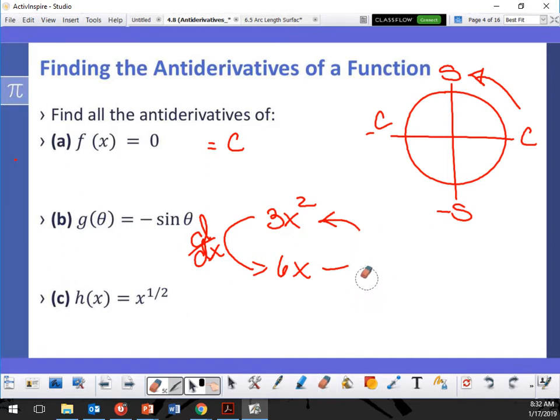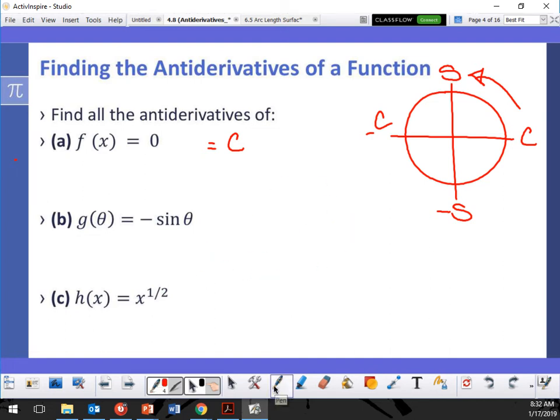Okay. So let's go back and actually do this next one now. I have x to the 1/2. What am I going to do to the power? You're adding 1 to the power, right? But since it's a fraction, what am I adding here? 2 over 2. So I'm plus 2 over 2, which is going to give me 3 over 2.